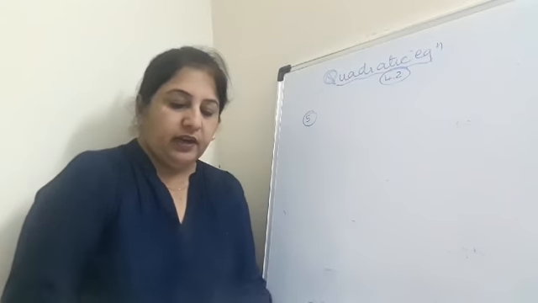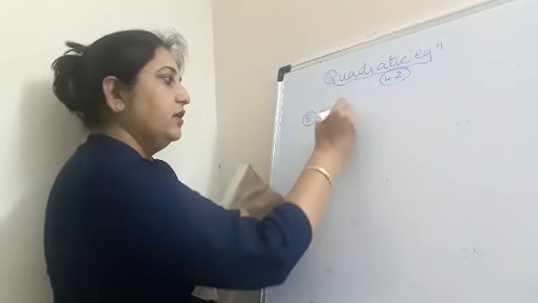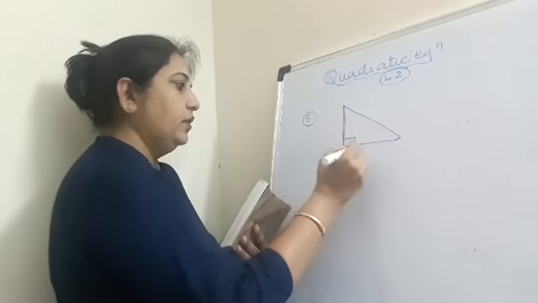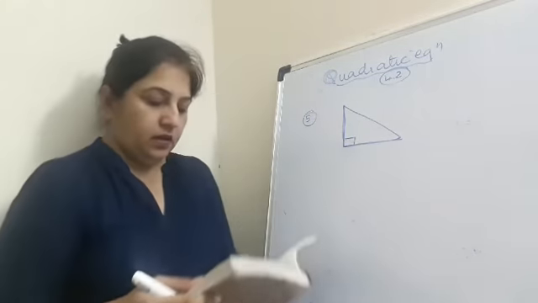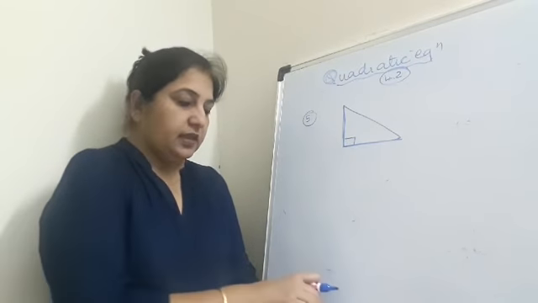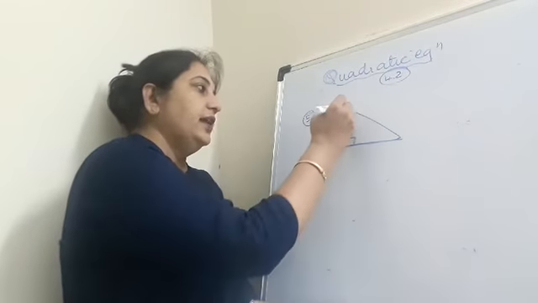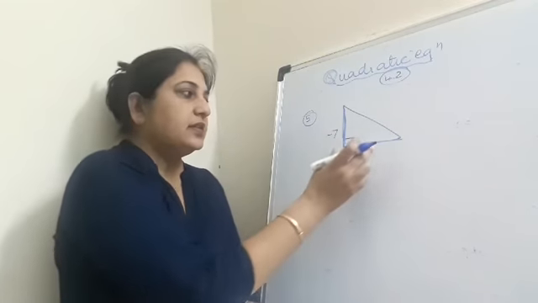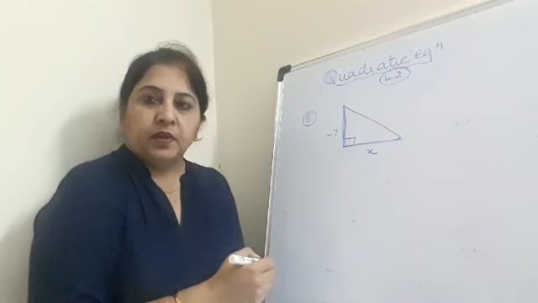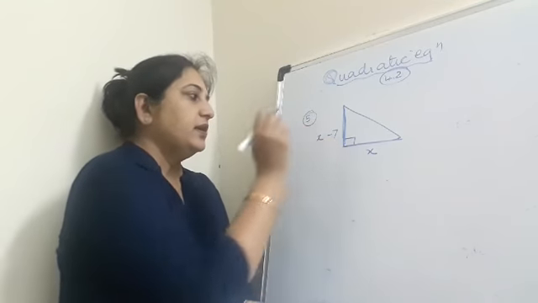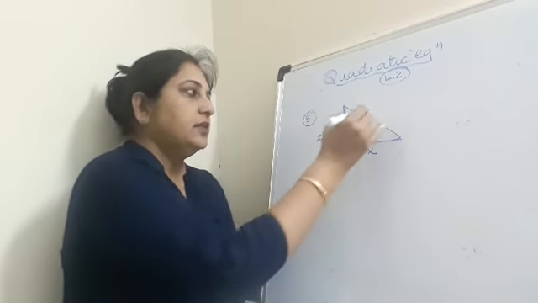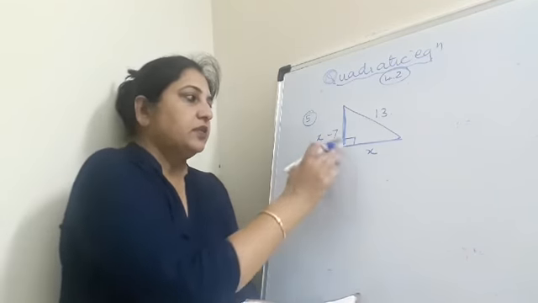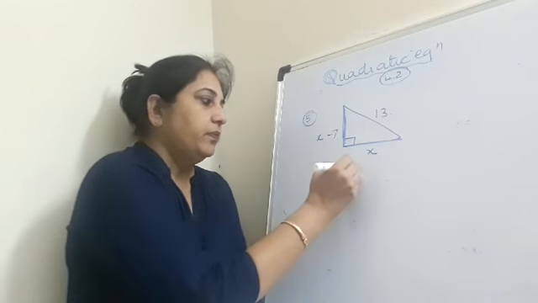The altitude of a right triangle. This I will explain to you and you can try yourself. There is a right angle triangle. This is the altitude and this is the base. It is saying that the height or the altitude is 7 less than the base. So let us take the base to be x, and this x minus 7 is the altitude, and this is 13. Right? Now you can find the answer for this by applying which theorem?